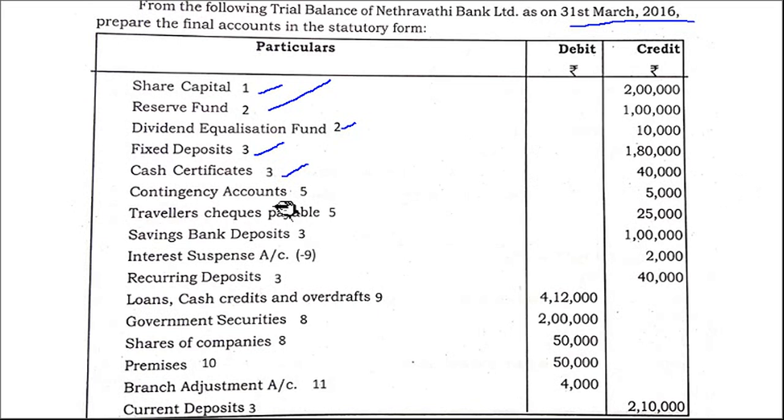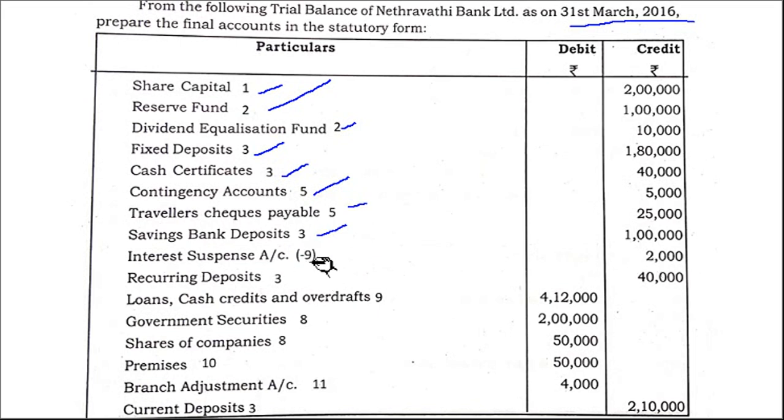Then contingency accounts. Contingency accounts comes under other liabilities and provisions, 5. So travelers check payable. Other liabilities and provisions. The bank has to make the payment here. Right? Then savings bank account comes under SB deposit, right? Deposits 3. Interest suspense account. So interest suspense account here it is showing credit balance.